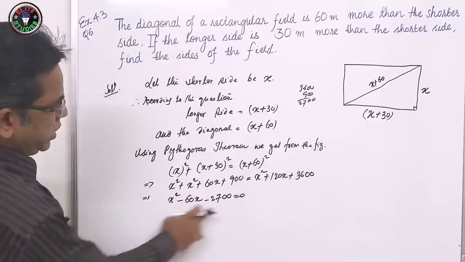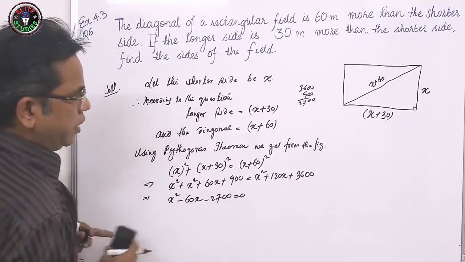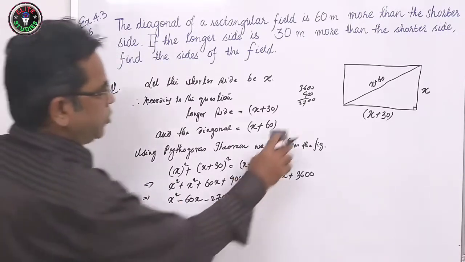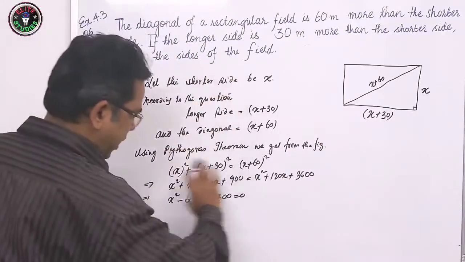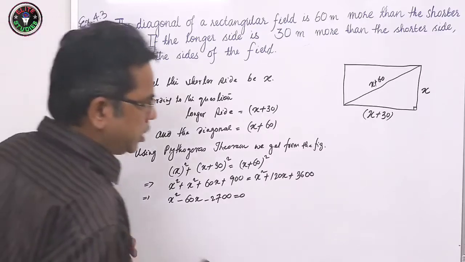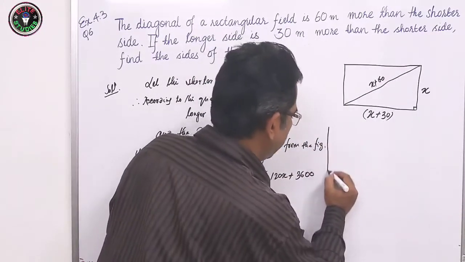Now you see it is in the form of a quadratic equation, ax square plus bx plus c is equal to 0. First step is over. Second step, to frame the equation, is over. Now the third step is to solve it. Let us solve it here.